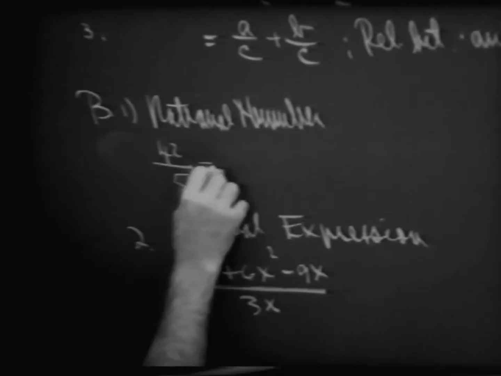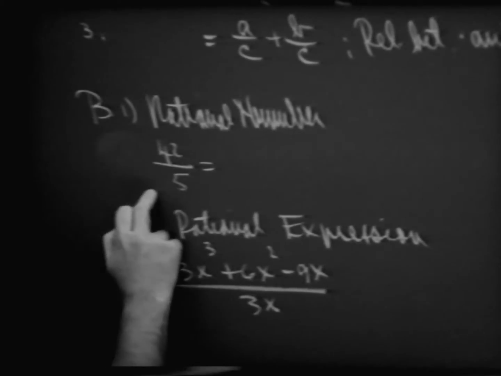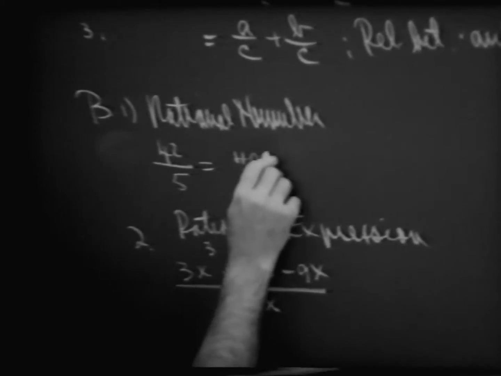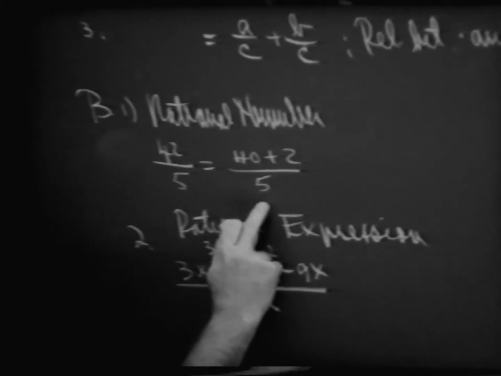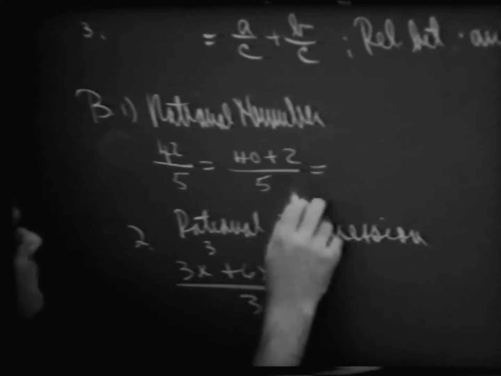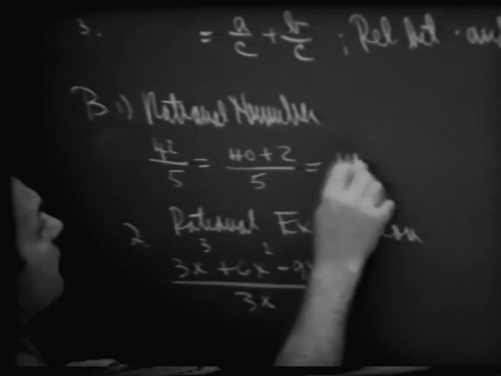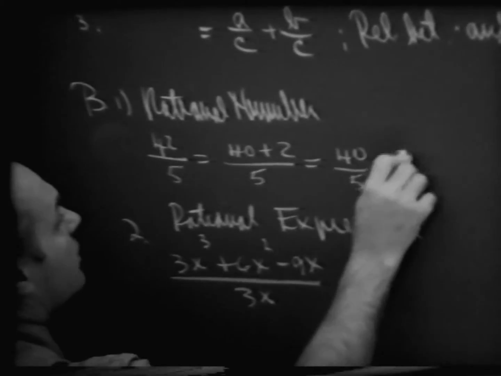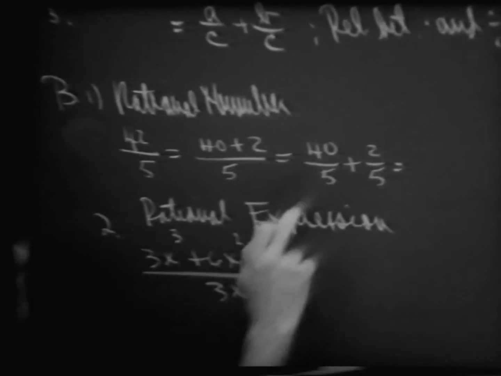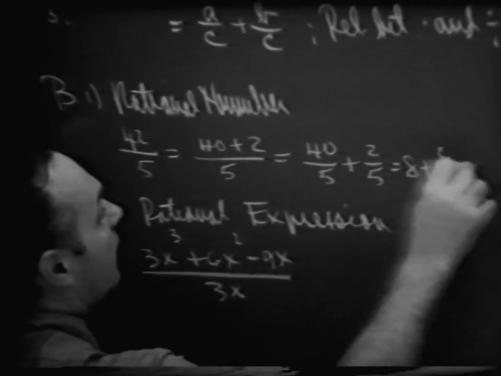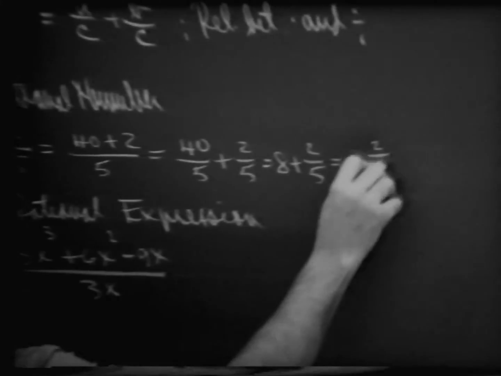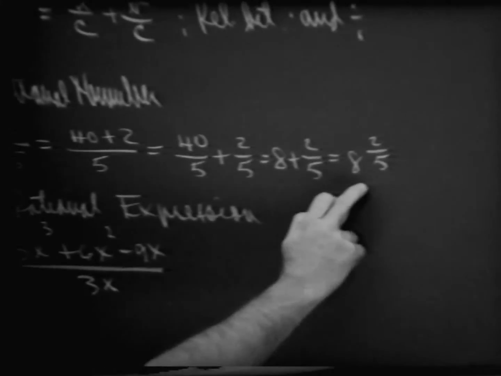Now, when we look at a number such as 42 over 5, perhaps you wouldn't go through all of these steps, but you may think of this as 40 plus 2 over 5, and then relying on the theorem that we have just proven, we have 40 over 5 plus 2 over 5, and of course 40 over 5 is 8, plus 2 over 5, which we normally write as the mixed numeral of 8 and 2 fifths.